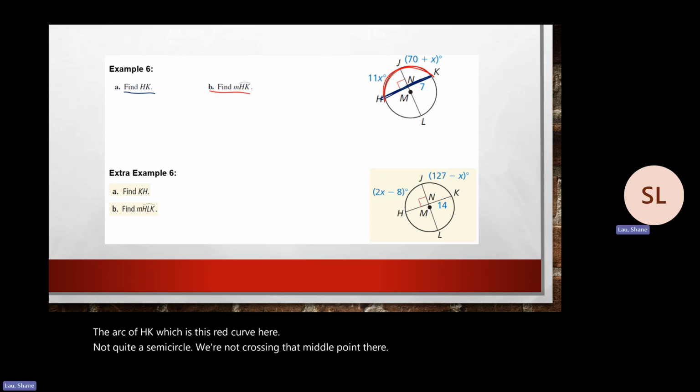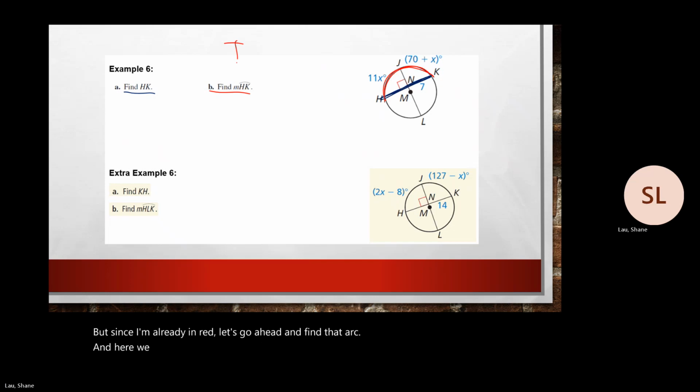But since I'm already in red, let's go ahead and find that arc. And here we have JL is diameter. Segment JL is diameter.